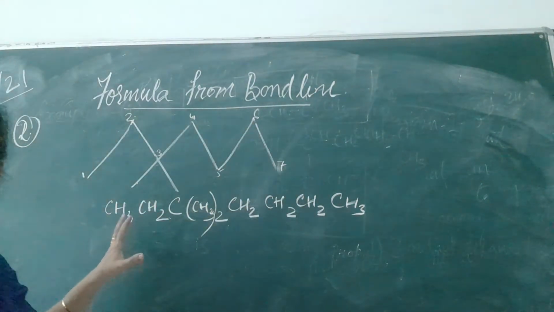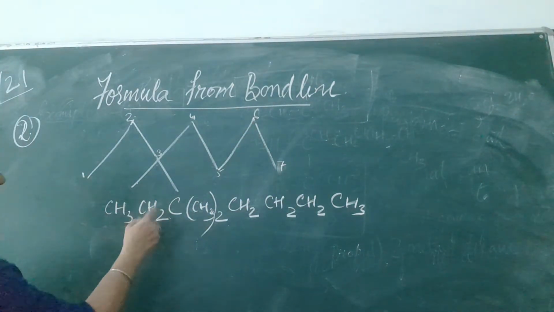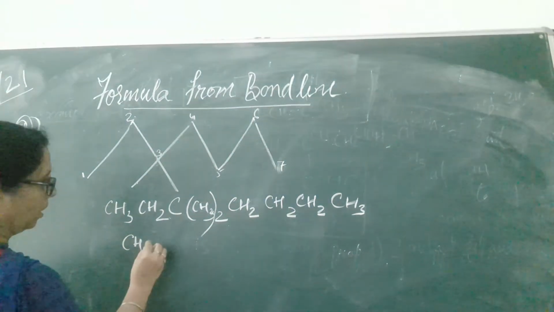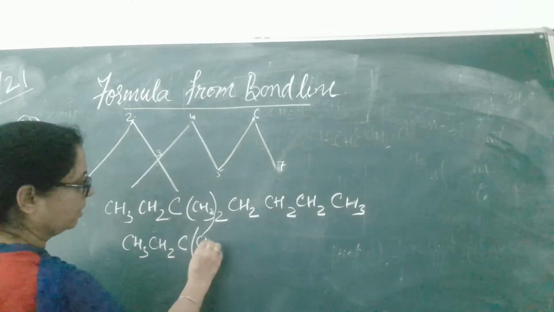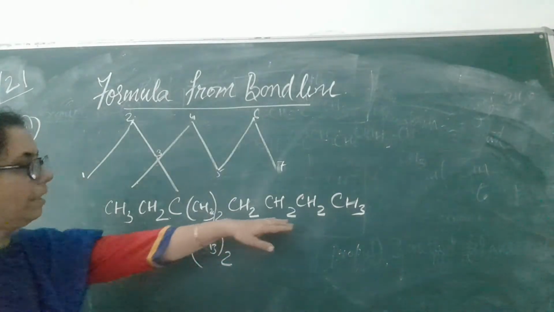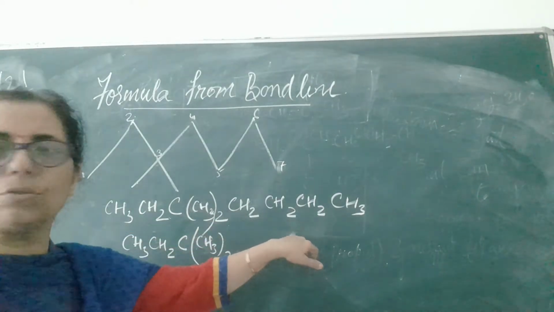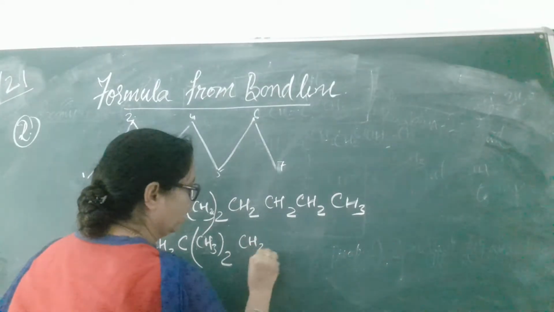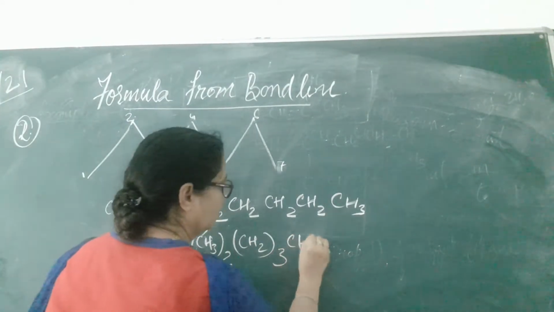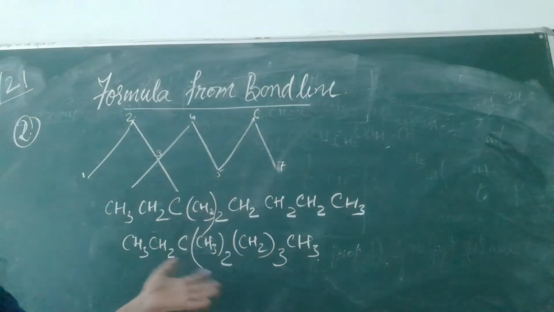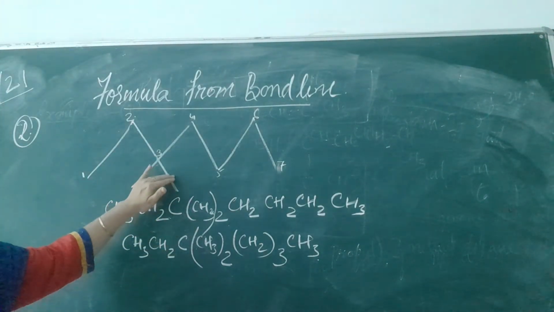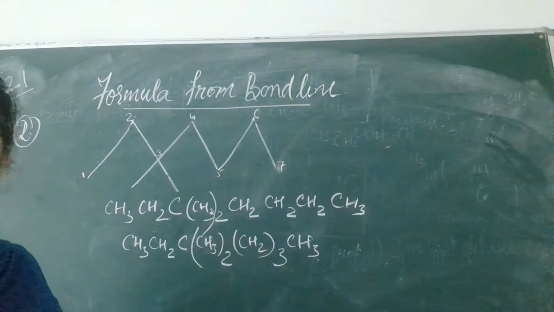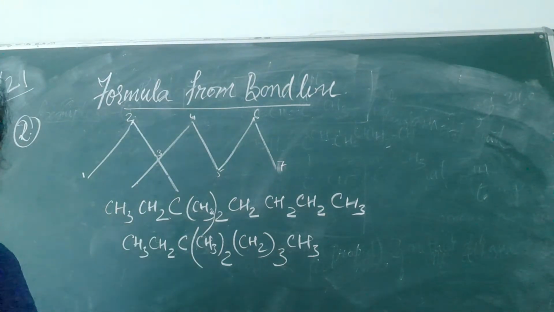Now this formula can be condensed. We know that this is the complete one: CH3, then CH2, and CH3 twice is added on the third carbon. But here the CH2 group is there 3 times, so you can write CH2 in brackets thrice with CH3. In this way, the condensed structure as well as the original structure of the bond line formula can be written. We will do this practice with many examples.